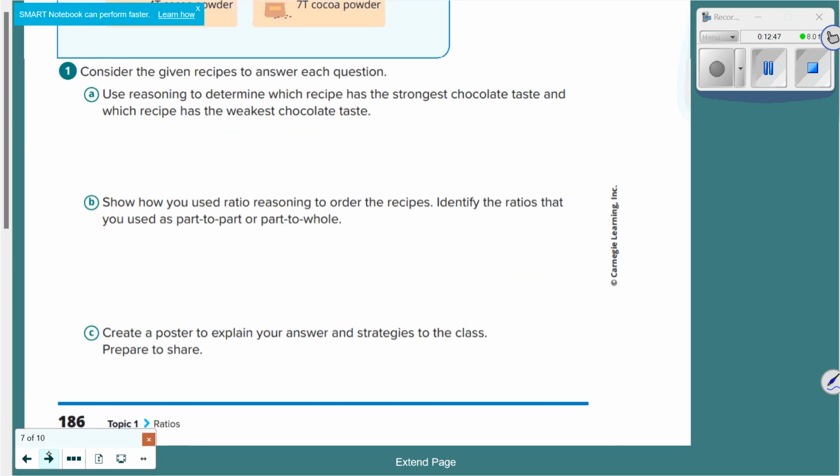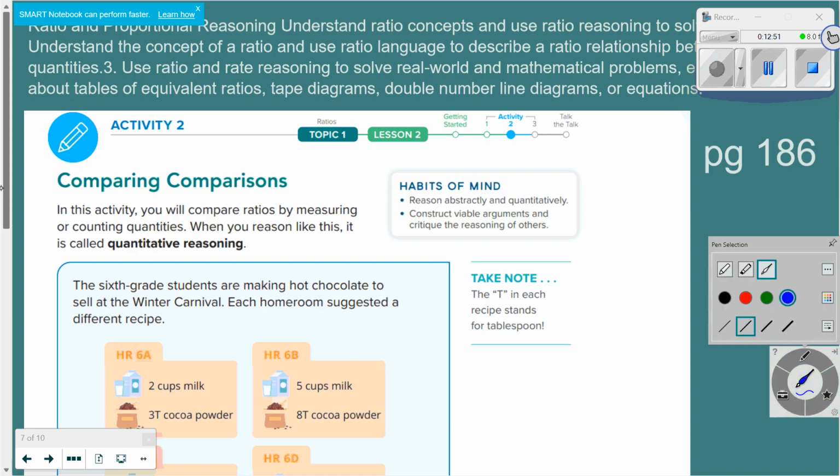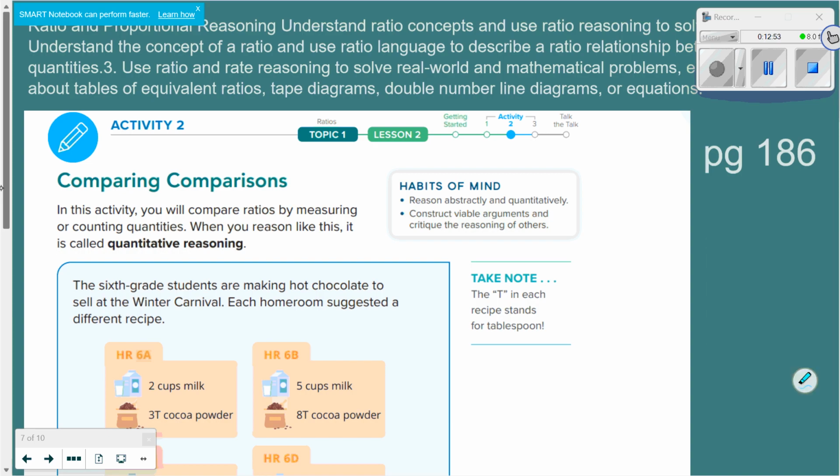Okay, we do need our highlighters on this one. Definition. Our definition on this one is what we call quantitative reasoning. Quantitative reasoning: we can compare ratios by measuring or counting quantities. In other words, now we're going to have numbers. So if I've got calculations, I can actually make a calculation in order to compare.